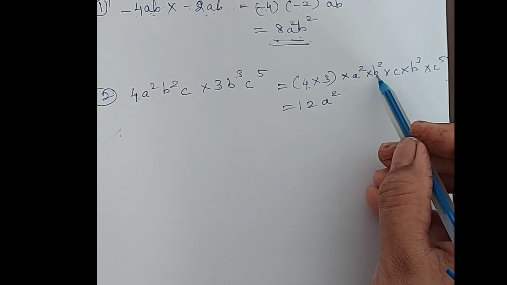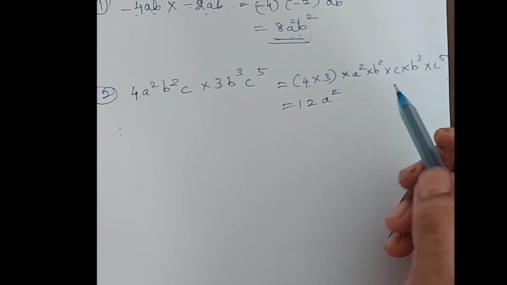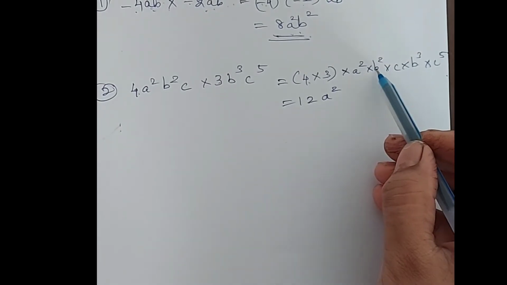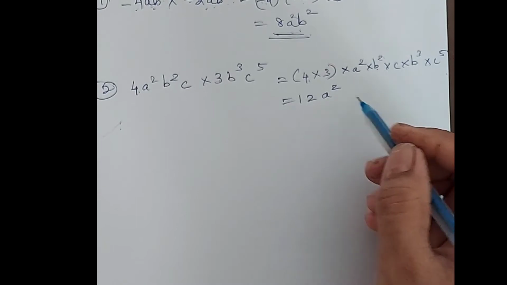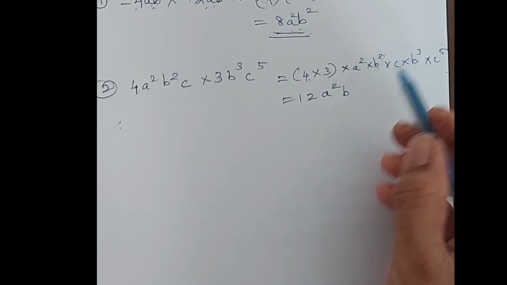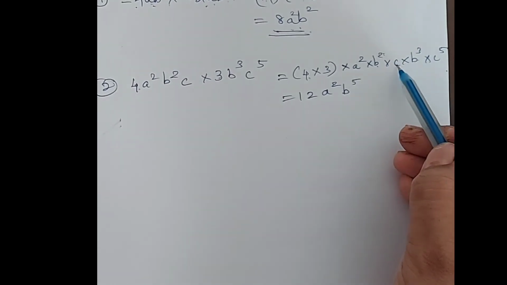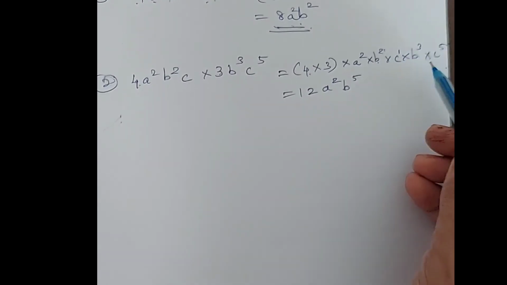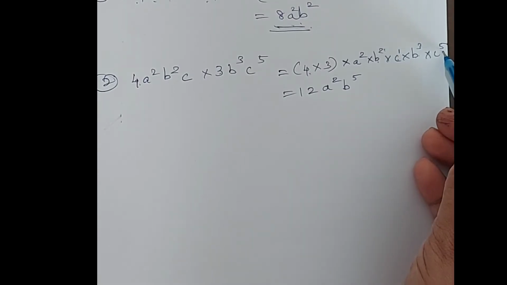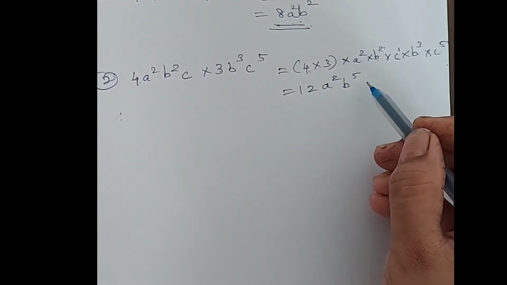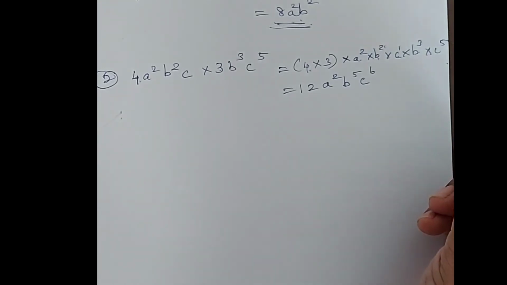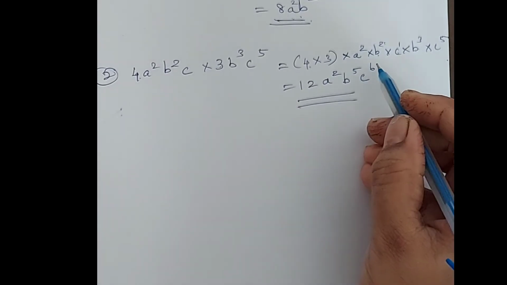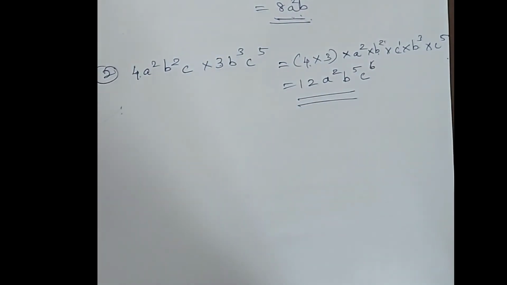There is b squared and one b cube, so we will add the powers by using the law of exponents. The law of exponents is, if the bases are the same then the powers can be added. So b power 2 plus 3 you will get b power 5. Again c, if c is mentioned here, it is understood that it's c power 1. So c power 1 into c power 5 will get c power 6. Okay children, so our answer will be 12a squared b power 5 c power 6. Do you understand how we have to multiply?